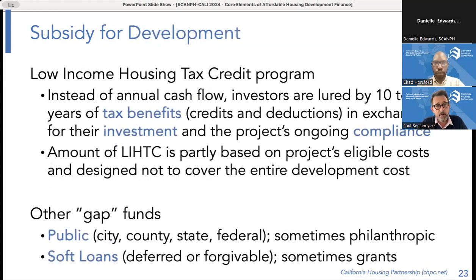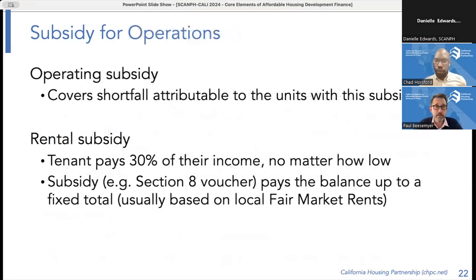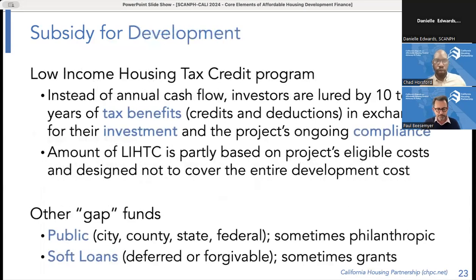And there are other options out there, like there's a self-help local funding that's happening here in my backyard in LA County through the Department of Health Services Flexible Housing Subsidy Program. But let's move over to capital.